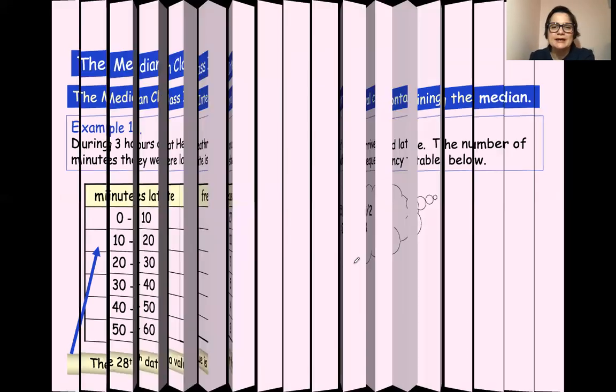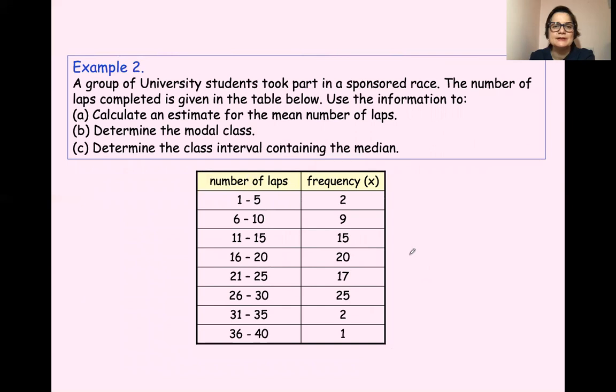Right. Let's have a look at another example here. A group of university students took part in a sponsored race. The number of laps completed is given in the table below. Use the information to find the mean number of laps.